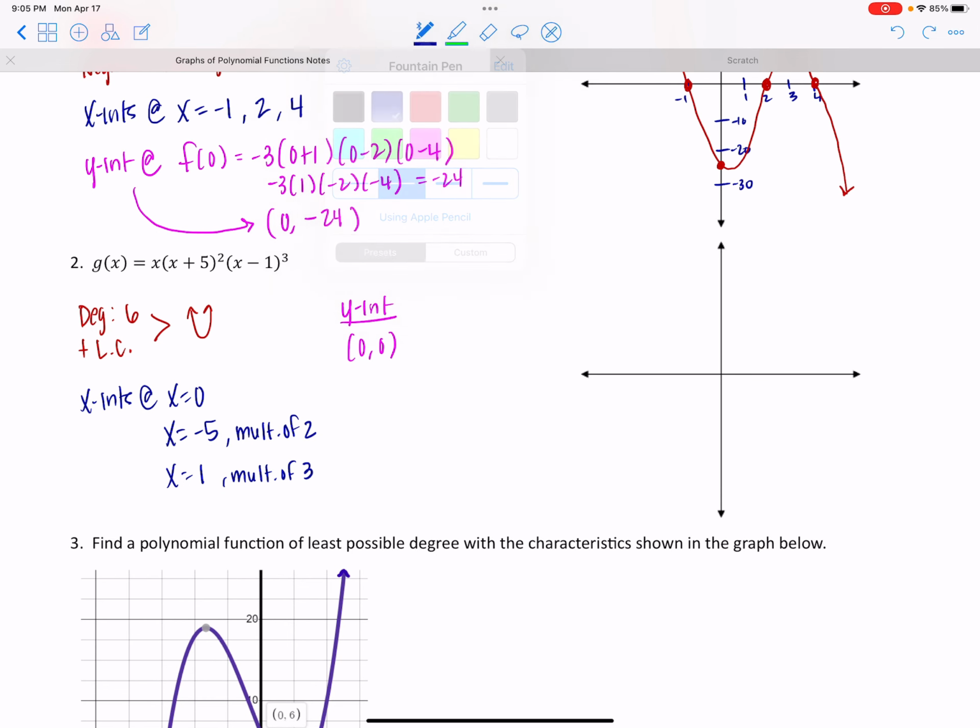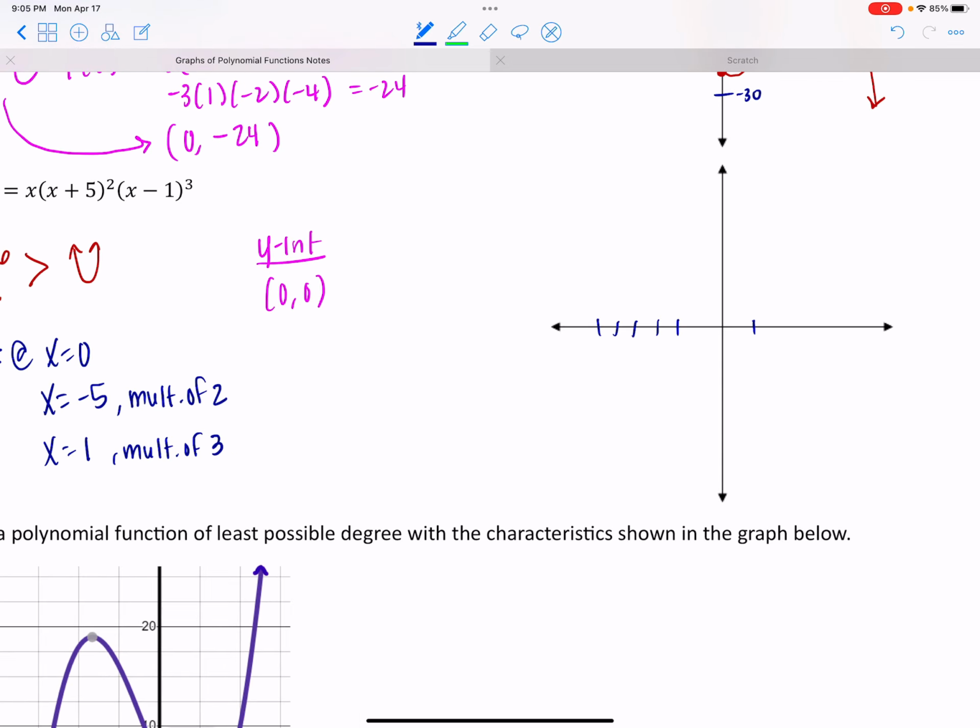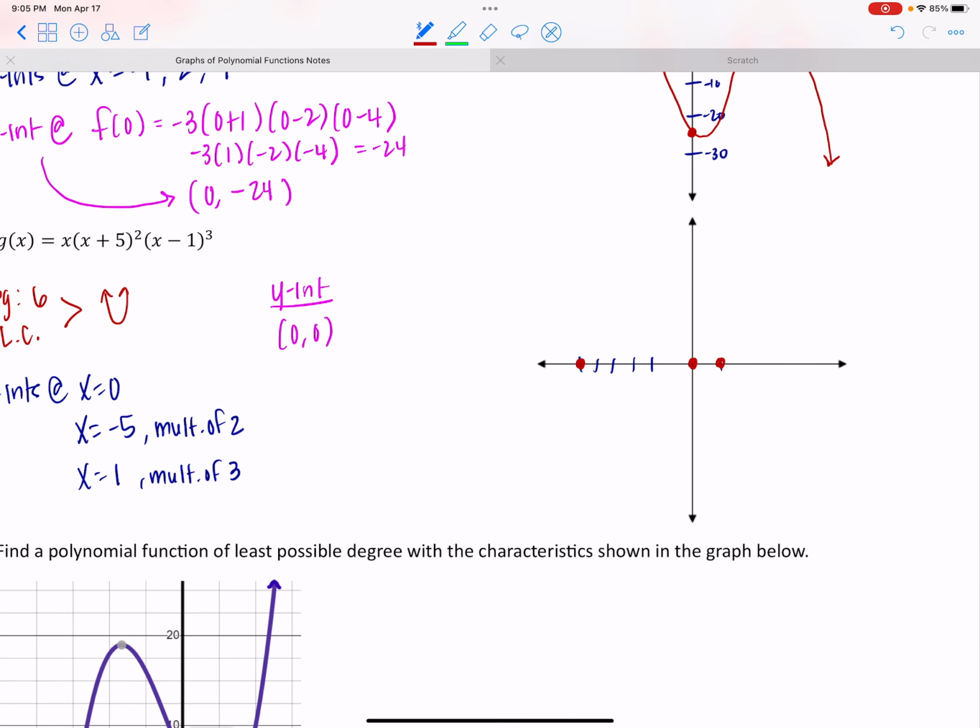Okay, so we're going to cross at 0, at -5, and at +1. So 1, 2, 3, 4, 5, and 1. So something like this. And again, going to have a point at 0, a point at 1, and a point at -5, so out here. And I know my ends are both going to go up, so from the leftmost I'm going to be going up, from the rightmost I'm going to be going up.